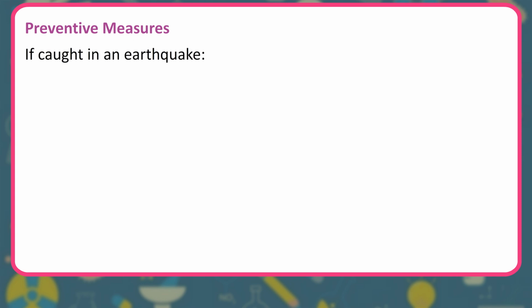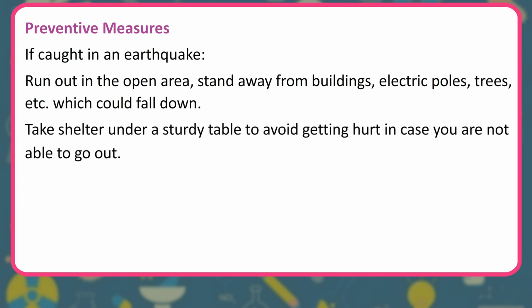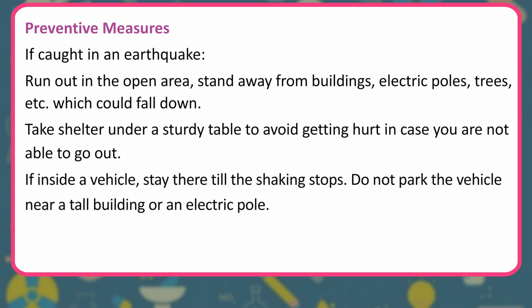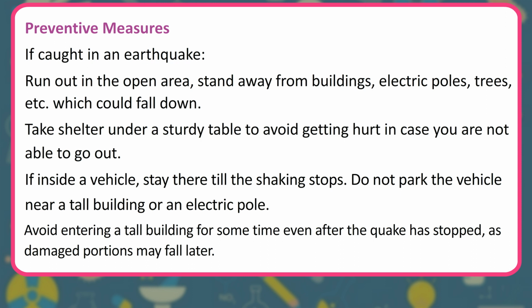Preventive measures. If caught in an earthquake, run out in the open area, stand away from buildings, electric poles, trees, etc., which could fall down. Take shelter under a sturdy table to avoid getting hurt in case you are not able to go out. If inside a vehicle, stay there till the shaking stops. Do not park the vehicle near a tall building or an electric pole. Avoid entering a tall building for some time even after the quake has stopped, as damaged portions may fall later.